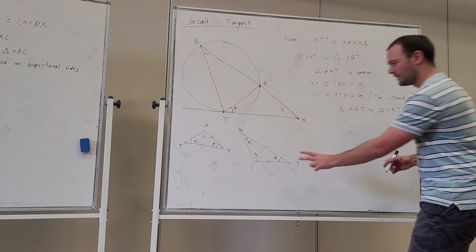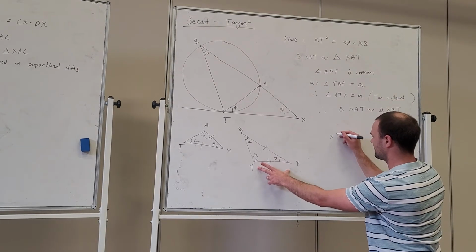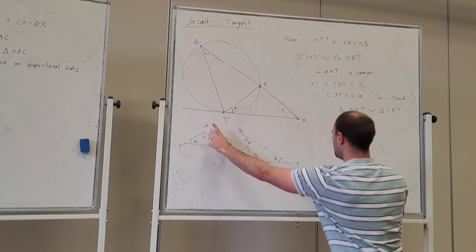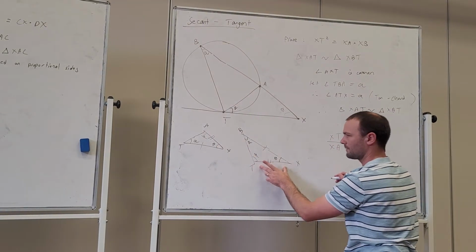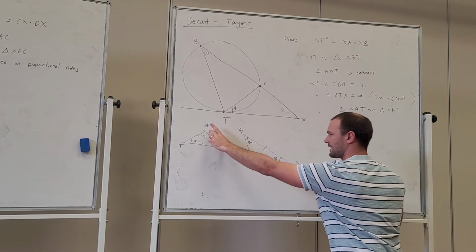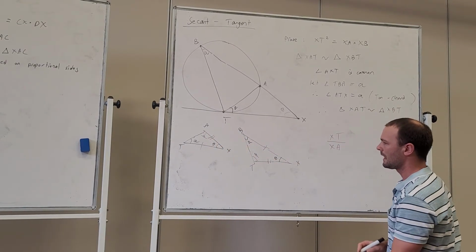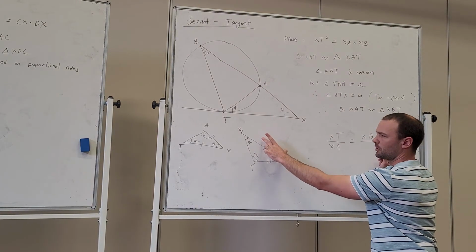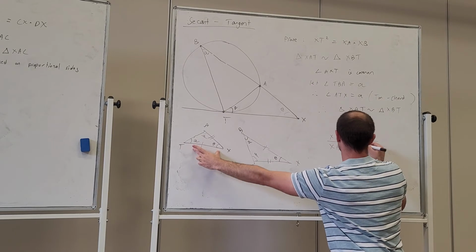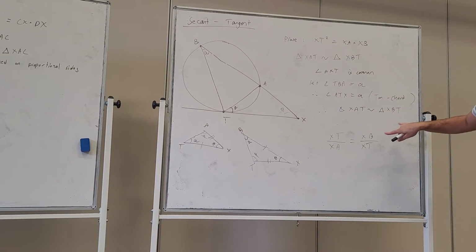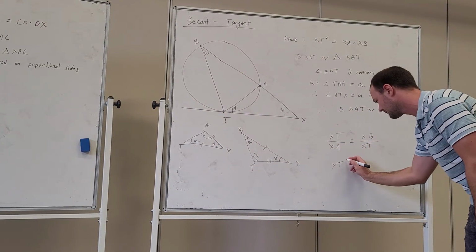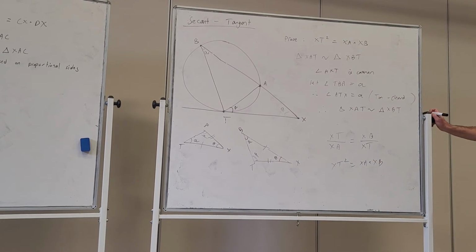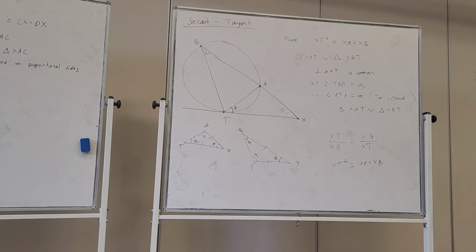Our argument is going to be XT, so let's make it for this one, divided by, which side corresponds with it? XA. Remember we have to have the corresponding side. XT divided by XA is equal to XB divided by what corresponds with XB? XT. And then if we cross multiply here, we've got XT squared is equal to XA times XB. So that is quite a tricky one to pull out that abstraction there.